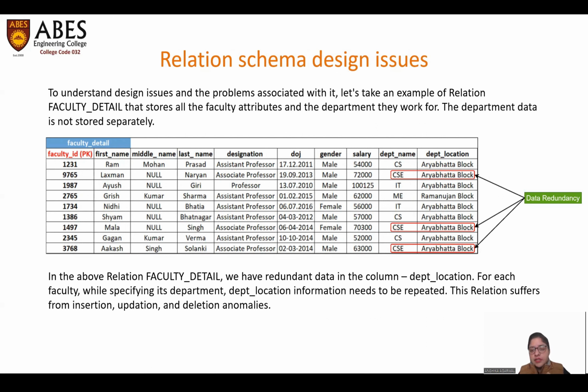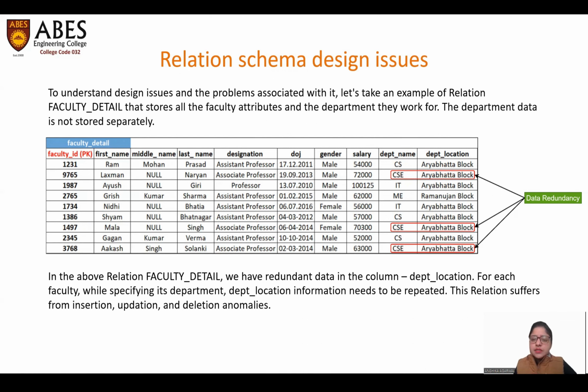Let us take an example. Suppose we have a database, faculty details, under which we have attributes: faculty ID, faculty name, middle name, last name, designation, date of joining, gender, salary, department name, and department location. If we see this database, then we can check that the same type of information, that is CSE Aryabhatta block, CSE Aryabhatta block, CSE Aryabhatta block, is repeating 3 times.